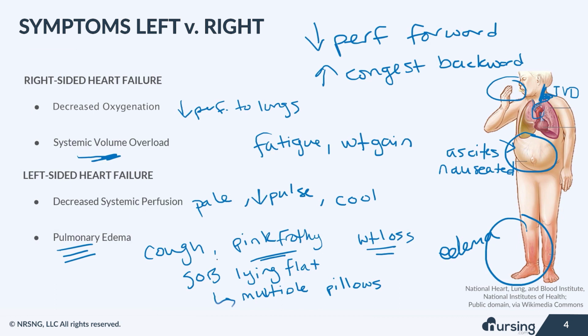So again, right-sided, the classic symptom is this peripheral edema. It's the systemic volume overload. And on the left side, the classic sign is going to be this pulmonary edema and this fluid in the lungs. So there's quite a few other complications of heart failure, but the one I really want you to understand is what happens in the kidneys when they don't get perfused.